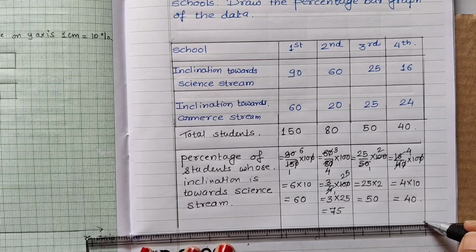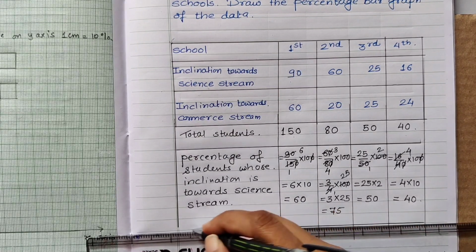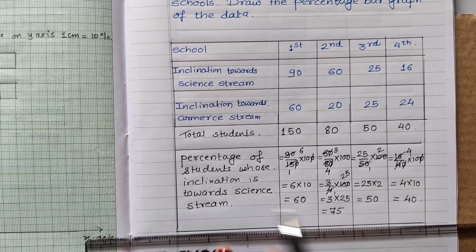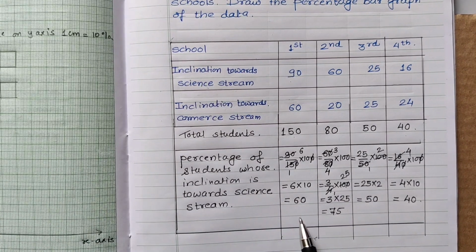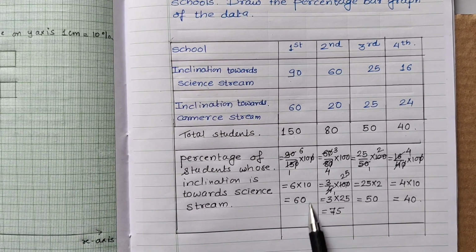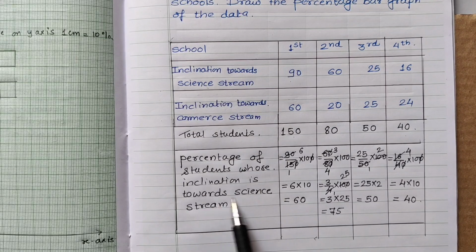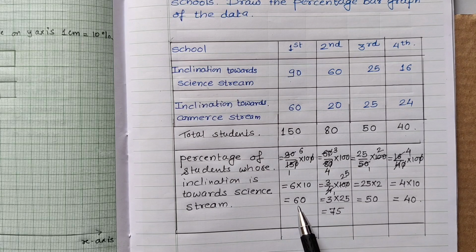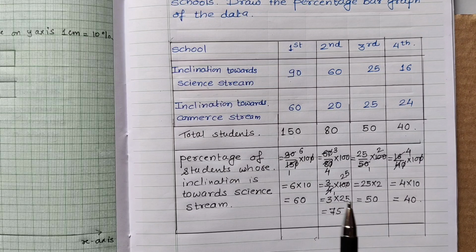So in this way we have got all the percentages of students who want to go to the science stream, and then the remaining percentage of students will be there for the commerce stream. For example, in the first school, if 60% students are interested in going towards the science stream, that means 40% students are for the commerce. In the second, 75% are interested in the science stream, that means 25% are for the commerce, because 75 plus 25 is 100.